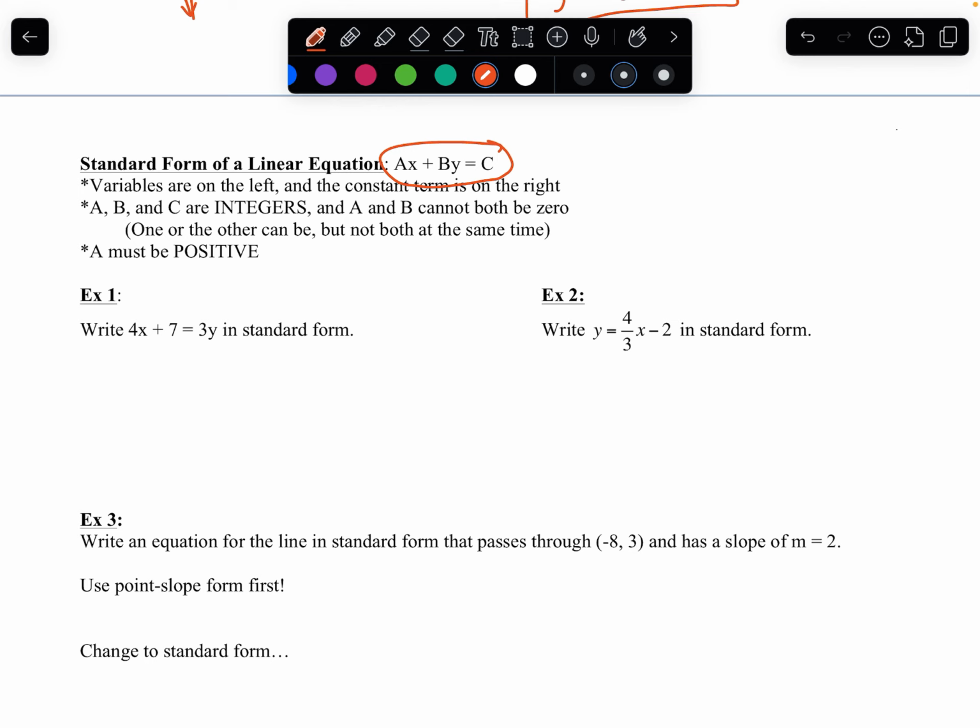This is where a, b, and c are integers, so no fractions. And a and b cannot both be 0. One can be, but they both can't. And then the biggest thing here is that a must be positive. That's a big deal here.